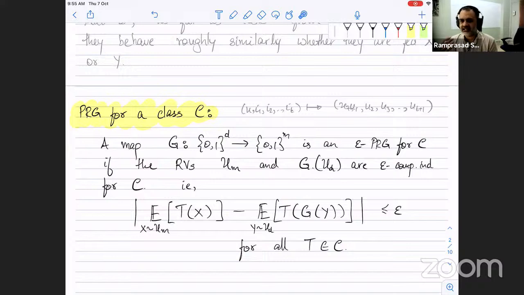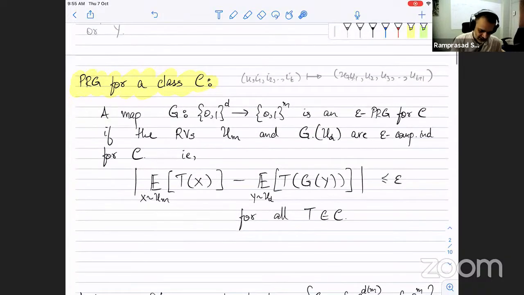We are basically saying that a pseudorandom generator is just a function that gives you a way of stretching D uniformly random bits into M correlated random bits, but in a way that a small test from your class cannot distinguish the two distributions. From the test's perspective, they look the same.